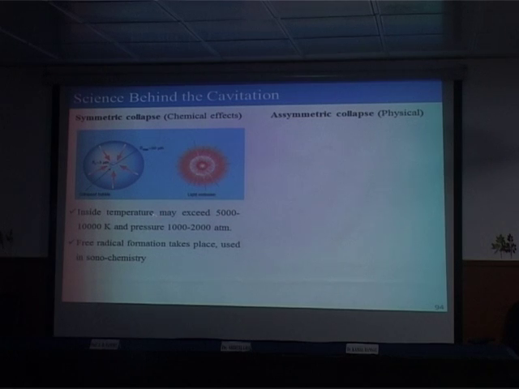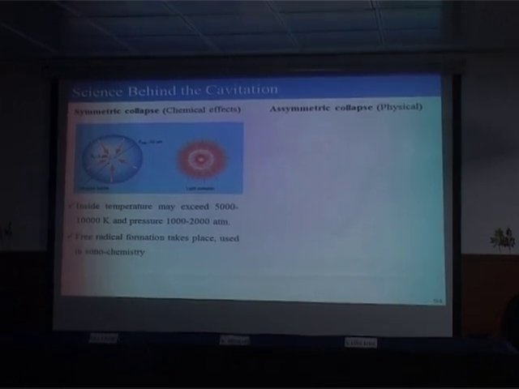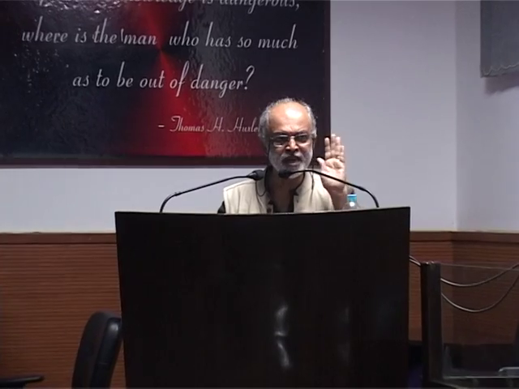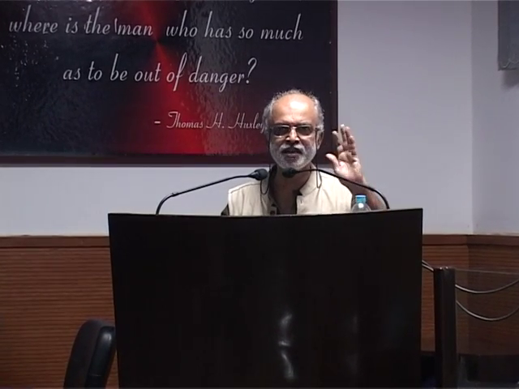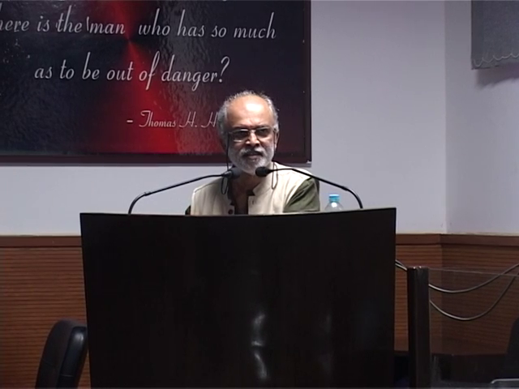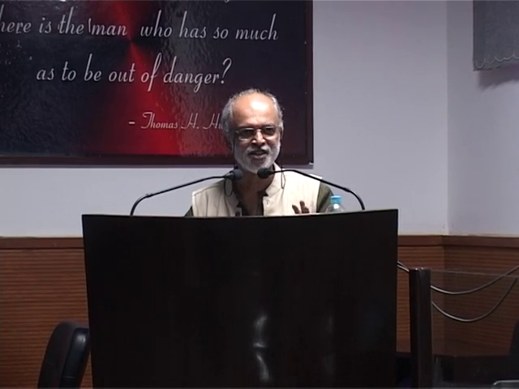What you see here: temperature exceeding 5000 to 10,000 Kelvin. Surface temperature of the sun is 6500 Kelvin. So you are creating many such miniature suns within your system. And if you happen to be near that particular system, let's say you are a microbe and you see this sort of a temperature, then obviously you are going to get damaged.